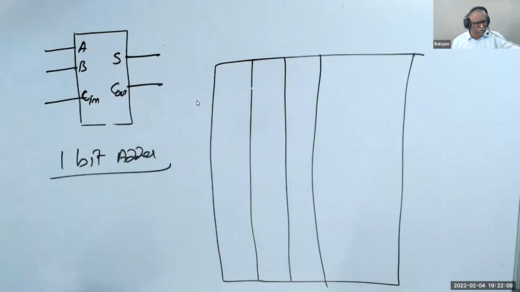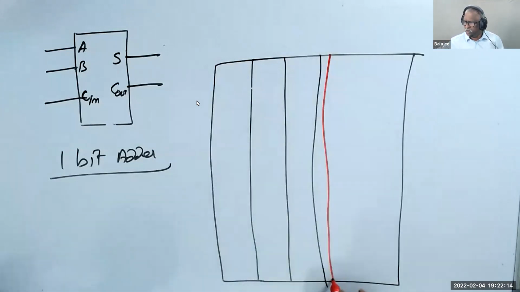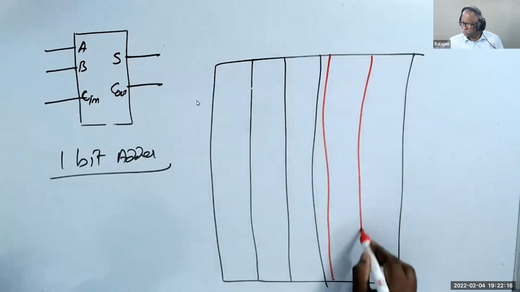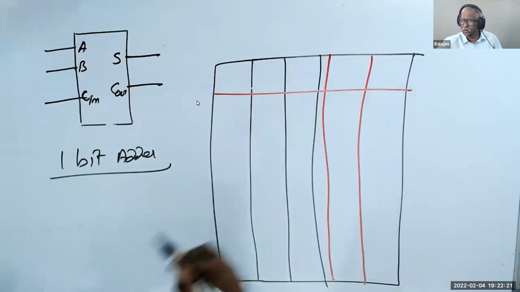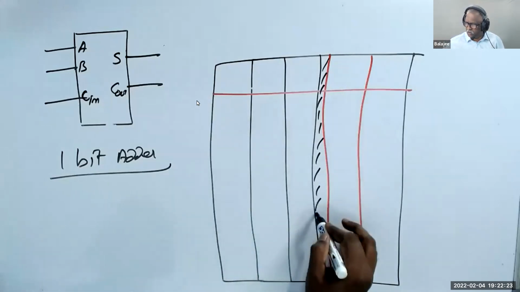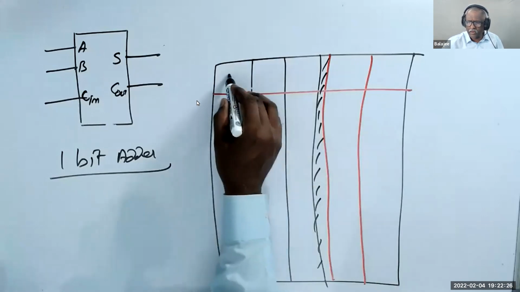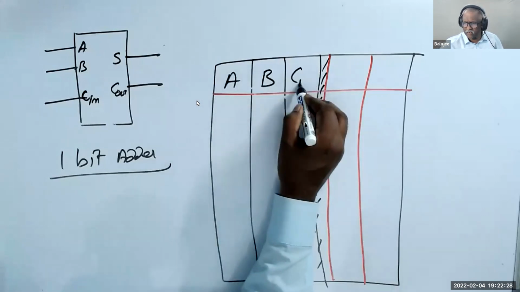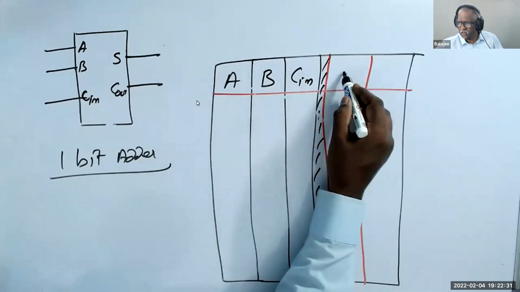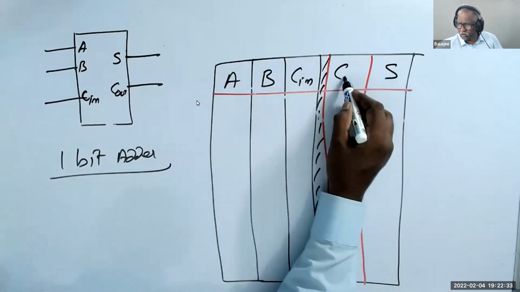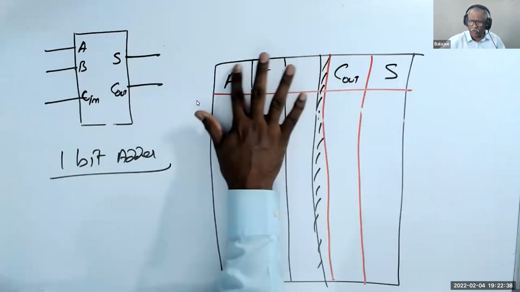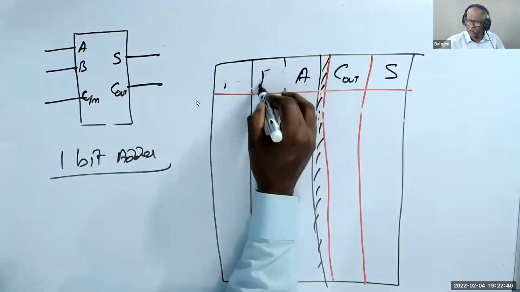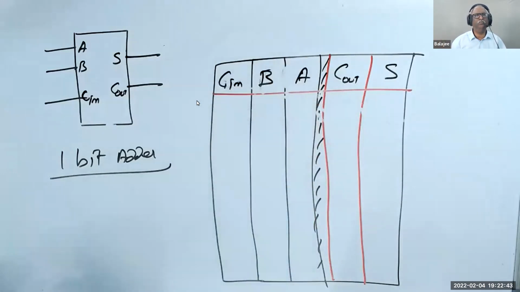Okay, now let us mark the outputs. So this is the output, 2 outputs. The inputs are A, B, C in. The outputs are sum and carry out. Am I right? Let us label this so we are not confused: A, B, carry in.